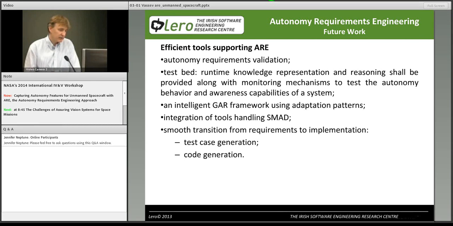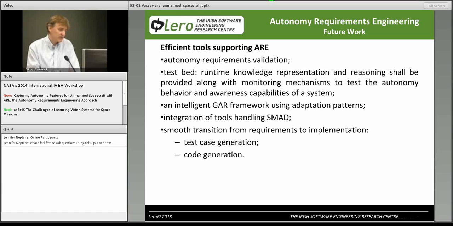Also, we need to integrate tools handling the system analysis, system mission analysis and design approach, which, if you remember, actually adds on the autonomy requirements engineering approach by adding new requirements there that help us derive more relevant self-objectives. And also, the ultimate goal of this approach is to allow for smooth transition from requirements to implementation.